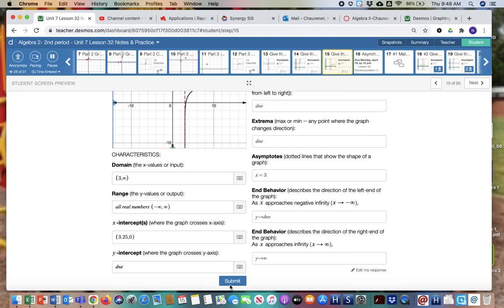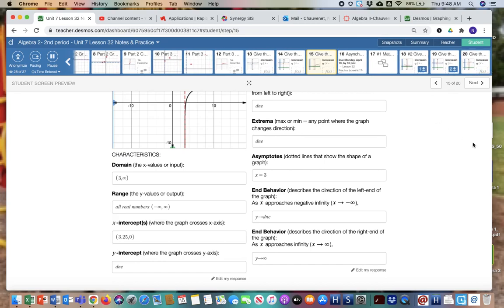Okay. From here, your asynchronous work is to make sure you do screens 17, 18, 19, and 20. So please make sure you go through those. Make sure you're continuing to work on the Delta Math assignment and obviously working through your quests. Hope this helps.